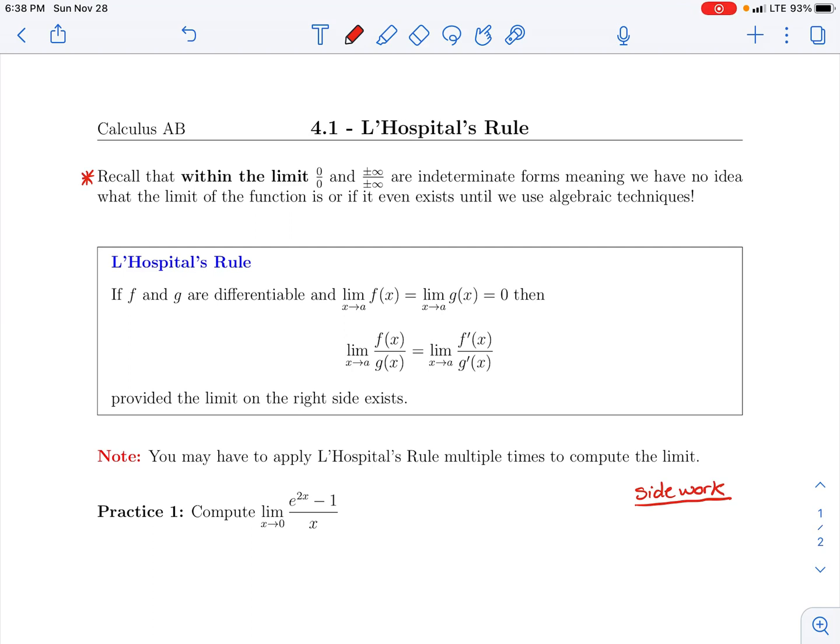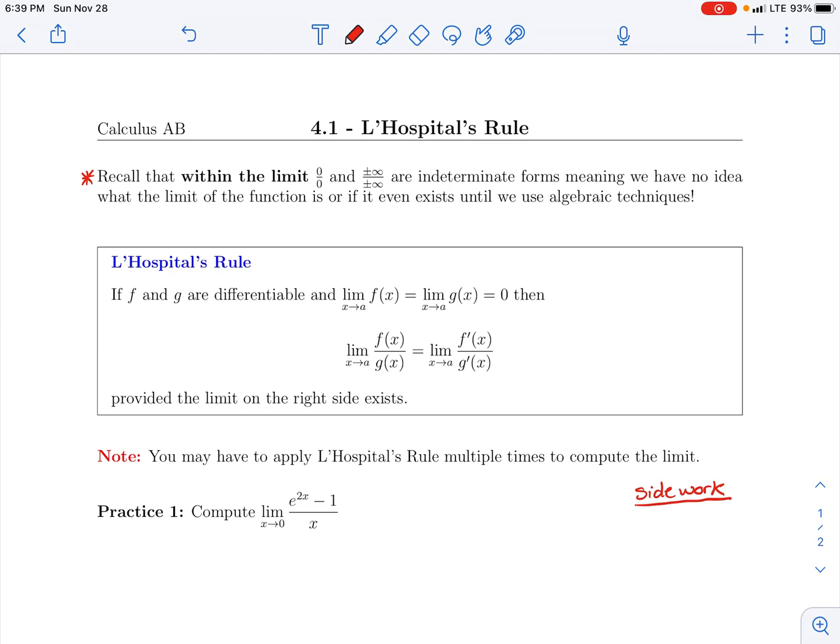All right, so this is our new limit technique, L'Hopital's rule. And so today we're just going to talk about if we get the indeterminate form 0 over 0, how to apply L'Hopital's rule. So here, officially the rule says that if f and g are differentiable functions, and the limit as x approaches a of f of x is equal to the limit as x approaches a of g of x, which is equal to 0, then the limit as x approaches a of f of x over g of x is just equal to the limit as x approaches a of the derivative of f divided by the derivative of g. And then it just says provided the limit on the right-hand side exists.